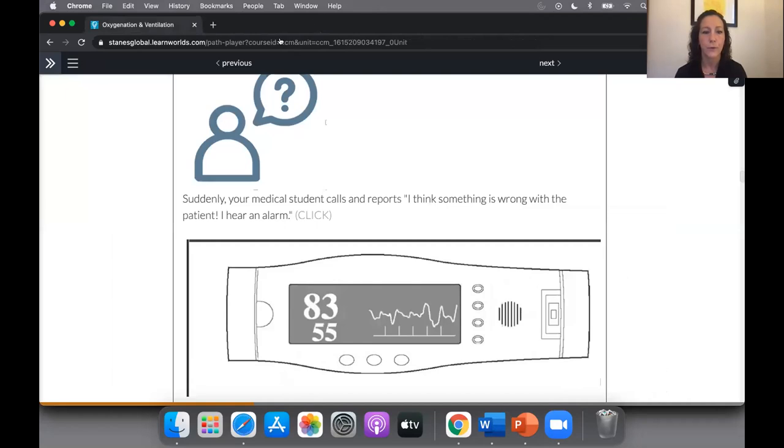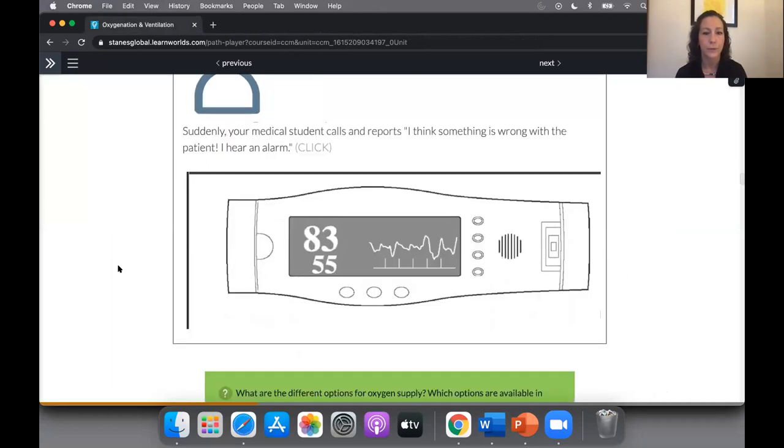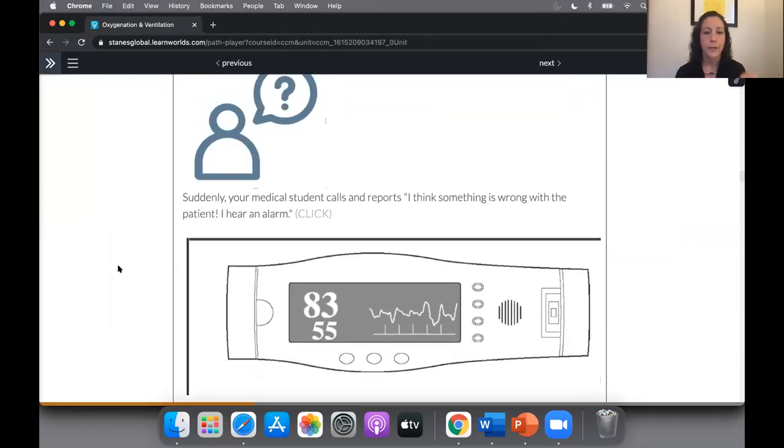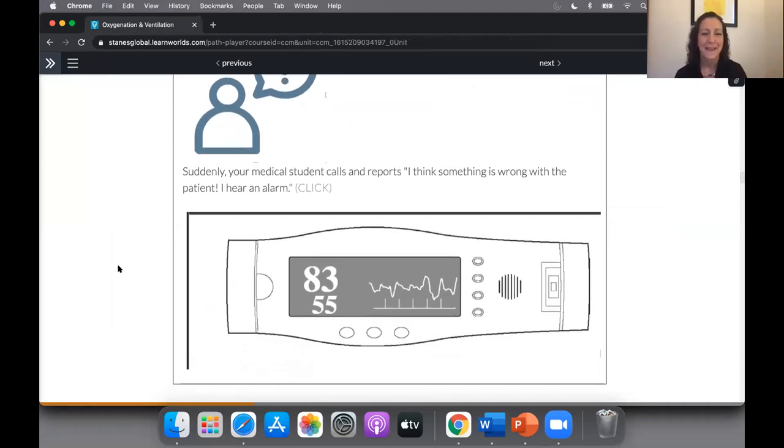Thank you for those chat box answers. That was really, really good. Okay, so you tell your medical student, put it on the finger, tell the patient to stop moving their hand, the waveform comes back to normal, the SpO2 is stable, and then you go back to your day and you teach your medical student how to interpret SpO2.